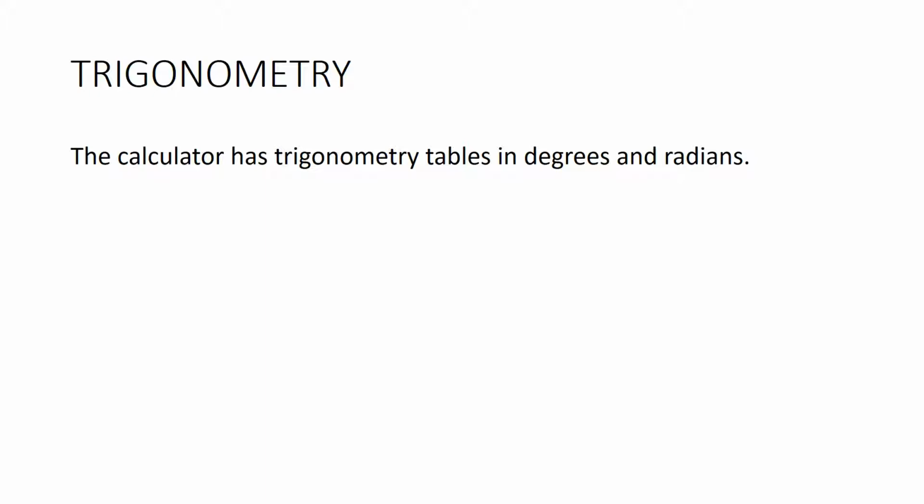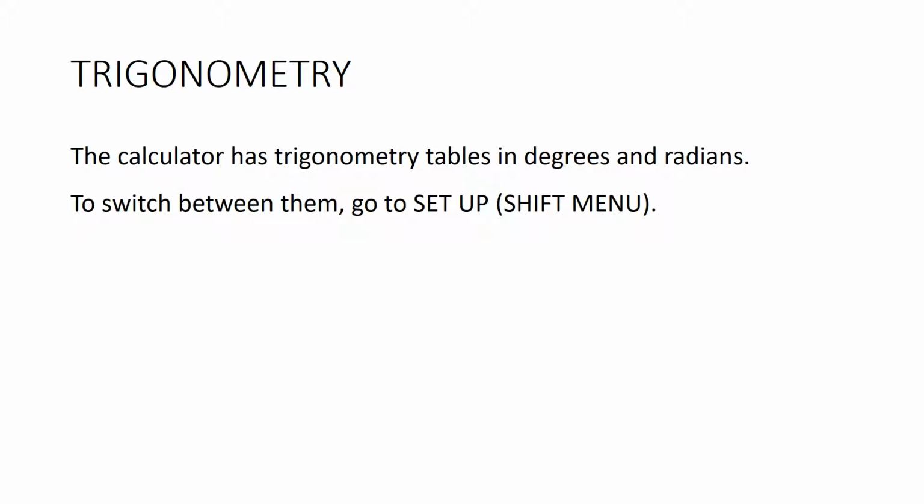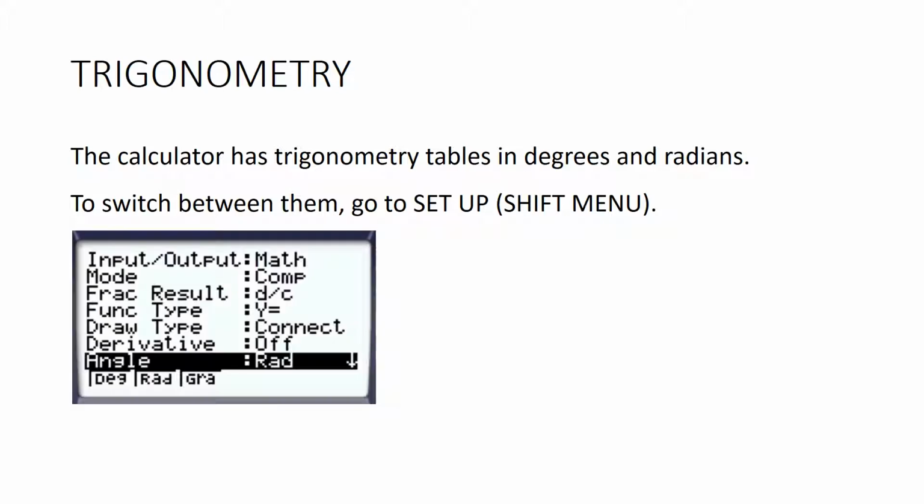The calculator has trig tables in degrees and radians. You will be using radians later on in the year, and you need to know how to turn between them. So to switch between, go to Setup, which is Shift menu, and go all the way down to Angle, which is on the first page, and you'll see here degrees, which is F1, radians, which is F2. Okay, the standard default, it'll be in radians.